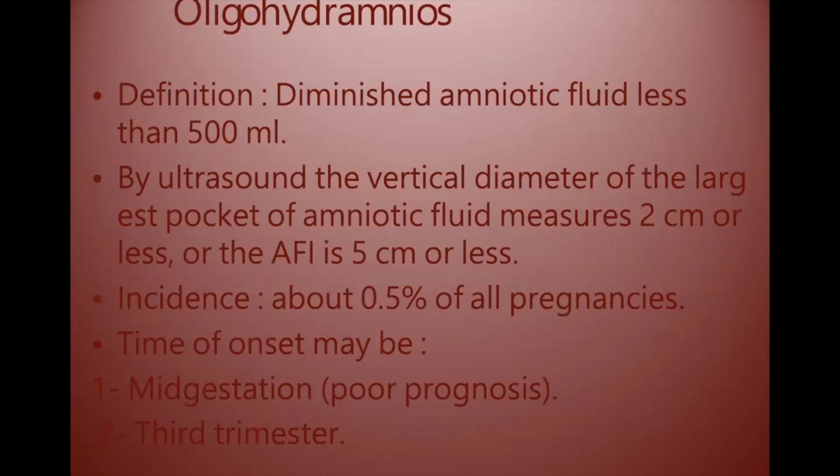Oligohydramnios is when there is diminished amniotic fluid, less than 500 milliliters. By ultrasound, the vertical diameter of the largest pocket of amniotic fluid measures 2 centimeters or less. The amniotic fluid index is 5 centimeters or less. It's a very rare case of pregnancy. Time of onset may be mid-gestation or third trimester.